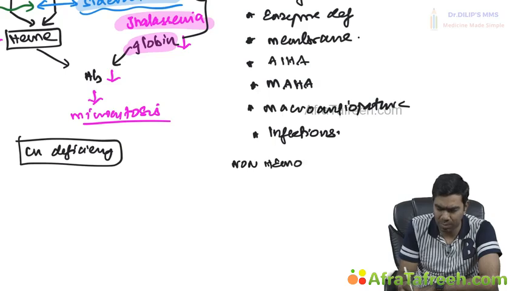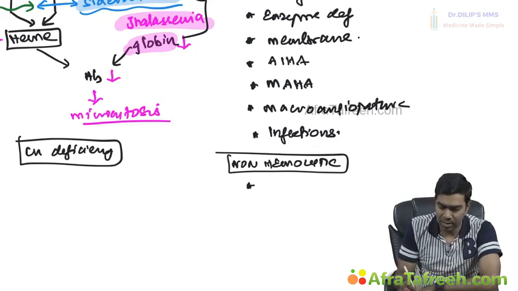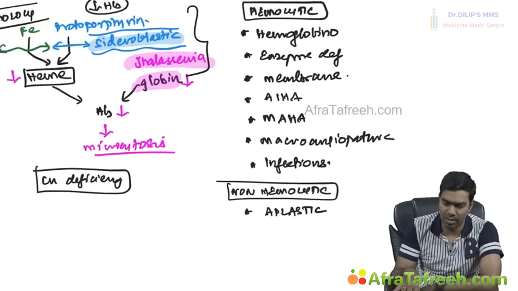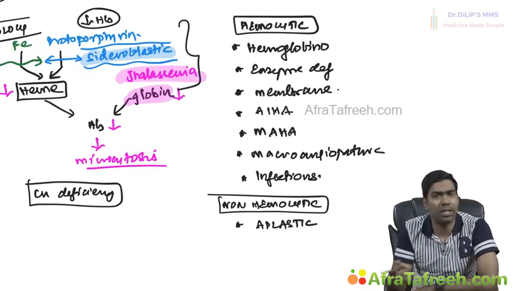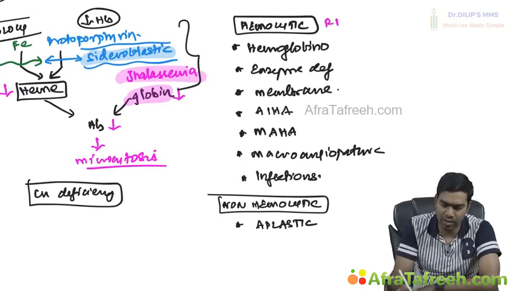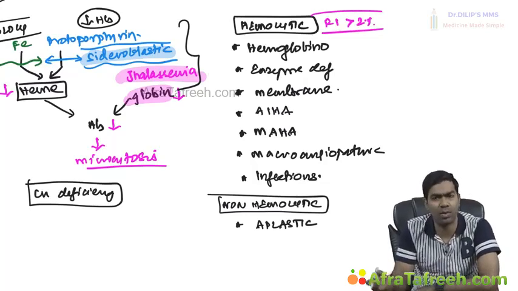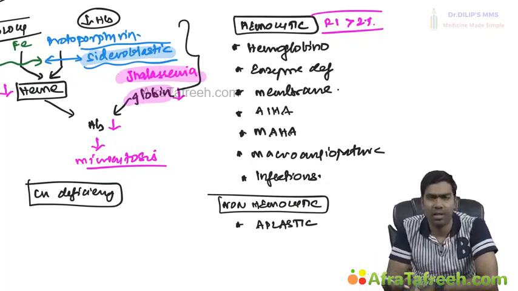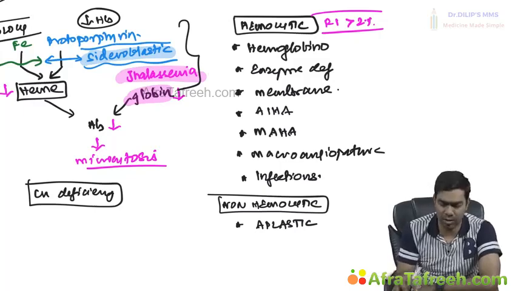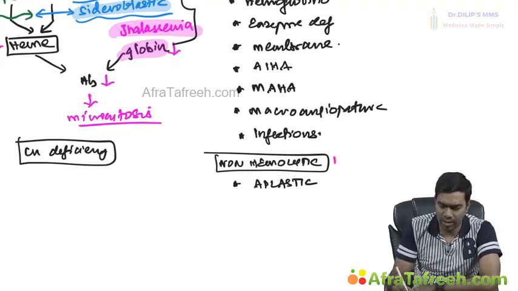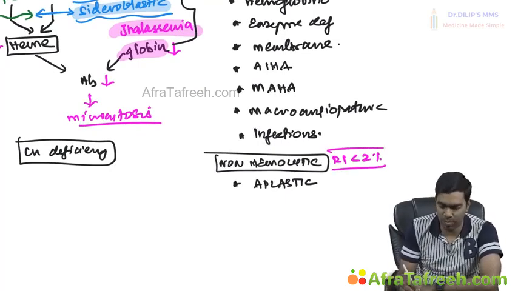The moment you think about non-hemolytic causes, the first classic cause is aplastic anemia. This is a classic cause. But remember, what is the only difference between a hemolytic and non-hemolytic cause? In hemolytic causes, the reticulocyte index will be more than 2%, which means the bone marrow response will be good because it's a peripheral destruction. To compensate for that, the bone marrow is going to produce an excess number of RBCs and reticulocytes. Whereas in the non-hemolytic, the reticulocyte index will be less than 2%, where the bone marrow response is going to be poor.